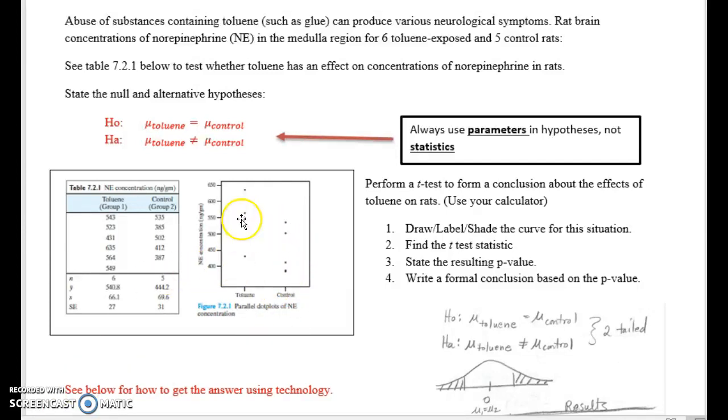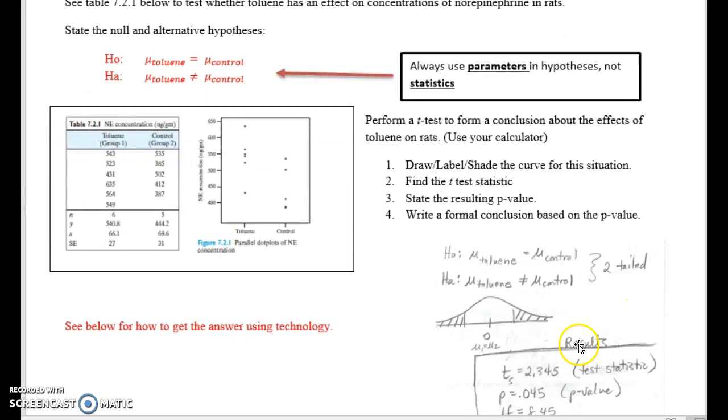If we look at the distributions, this looks relatively normal, although it's only 6, it's hard to see, and this one looks relatively normal, although it's hard to see with only 5. So we're going to say that for now, basically we'll be okay for fitting the basic assumptions. So we're going to draw, label, shade the curve for the situation. The mean of the curve is always the center, which is no difference. If we have no difference here, then what we're looking for is that something in the tails would show some effect if we can find that t-test statistic.